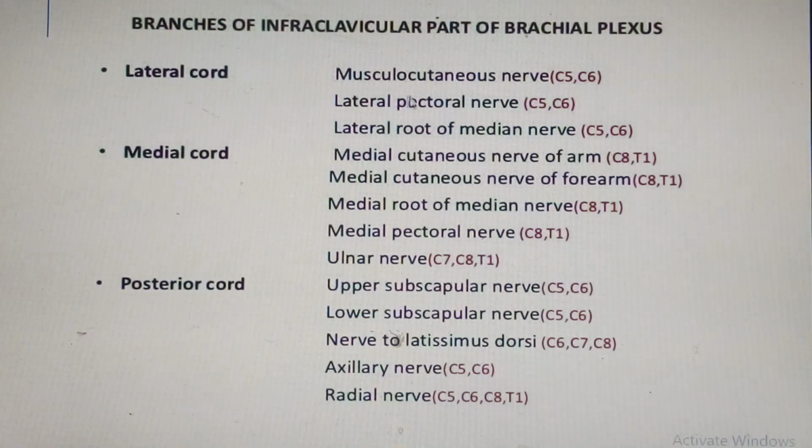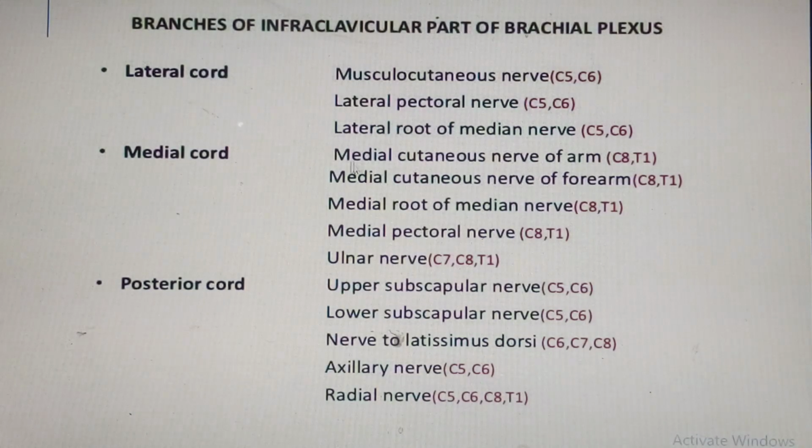L for lateral pectoral nerve, M for musculocutaneous nerve, and of course, L for lateral root of the median nerve. The median nerve will have two roots: the lateral root of the median nerve, and of course, the medial root of the median nerve. The lateral root will be coming from the lateral cord. Now remember, all of them, their root value will be C5, C6.